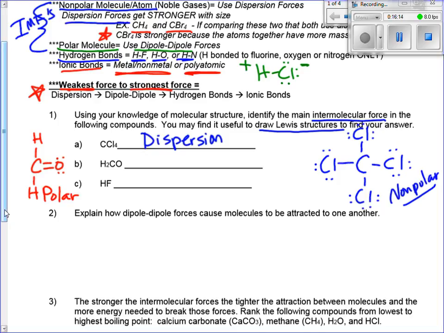And if it's polar, we know it has to be dipole-dipole. Then we look for hydrogen bonding. Do you see any hydrogen bonding here? It has to be H to F, H to O, or H to N. No, because the H is attached to the C here. It is not directly attached to the O. So it has to be directly attached to the O in order for it to be hydrogen bonding in this case. Since it's not, this one would just be considered dipole-dipole or dip-dip.